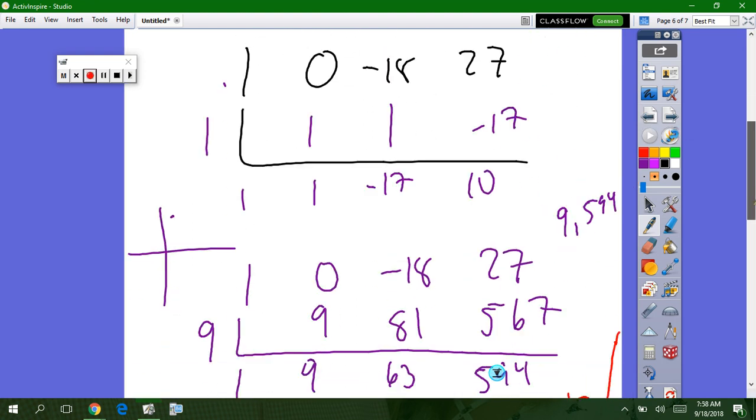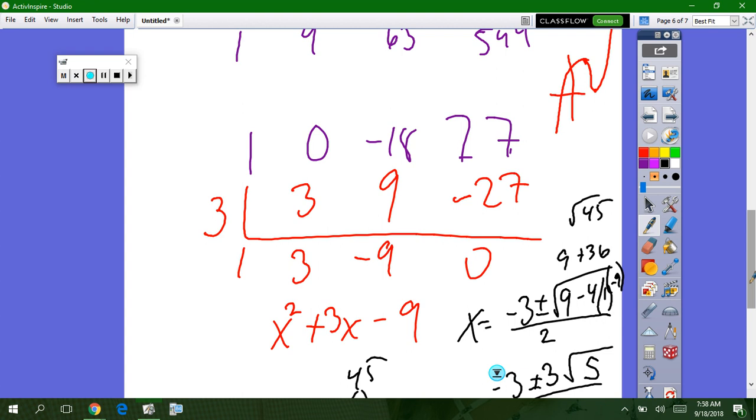Okay, one of them was 3. There's one of them. But then notice -3 plus this stuff is larger than 3. Because what's the square root of 45? I don't really know, but the square root of 9 is 3. So I know the square root of 45 is greater than the square root of 9. So I know -3 plus square root of 45 over 2 is going to be positive. So I have 2 positive zeros.